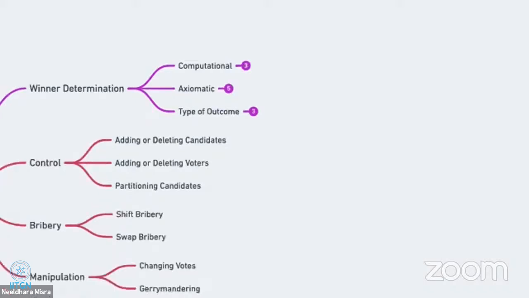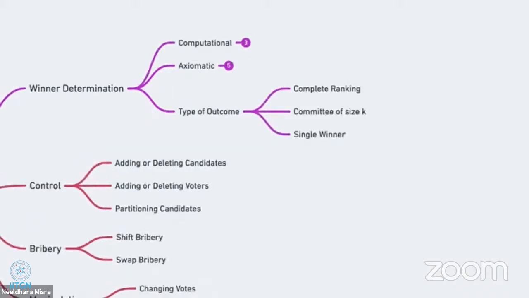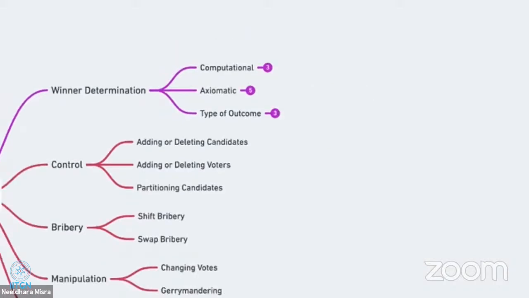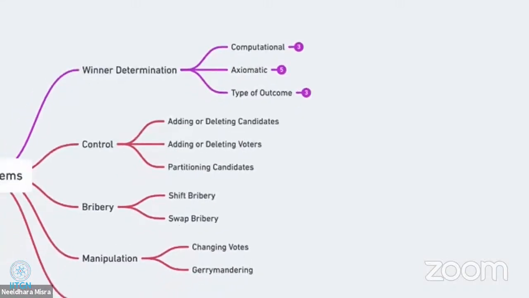While at it, I should also mention that you may be interested in multiple kinds of outcomes. You may be interested in a societal ranking that reflects a ranking over all candidates, in a committee of size K, or in just finding a single winner. So depending on the type of outcome, the type of preferences, and the problem you're interested in, you have a specific winner determination problem.